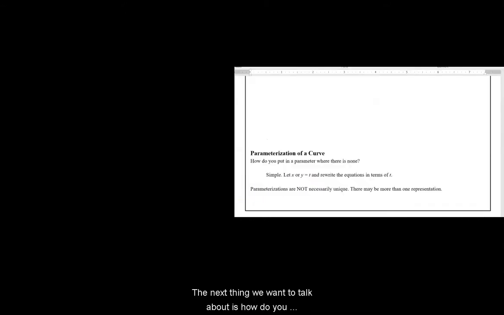The next thing we want to talk about is how do you create a parameter when there is no parameter? In other words, what if you have a normal equation in x and y and there's no parameter t present, but you want to parameterize the equation? That is called a parameterization of the curve. Again, the curve could be a function, but it's not required to be.